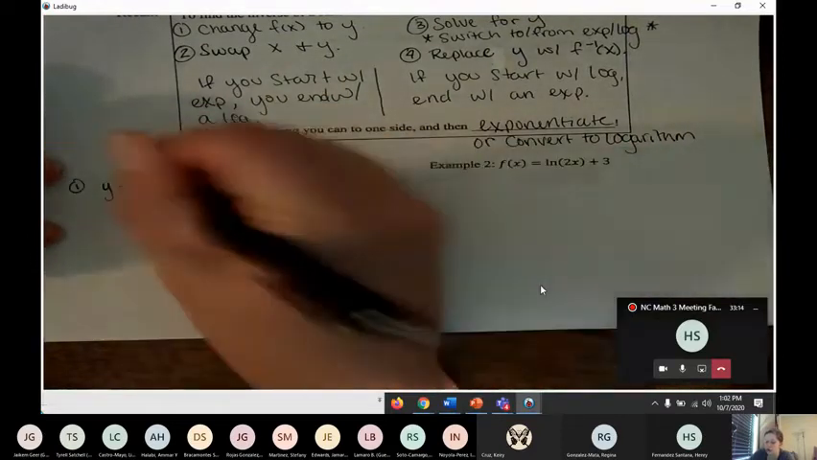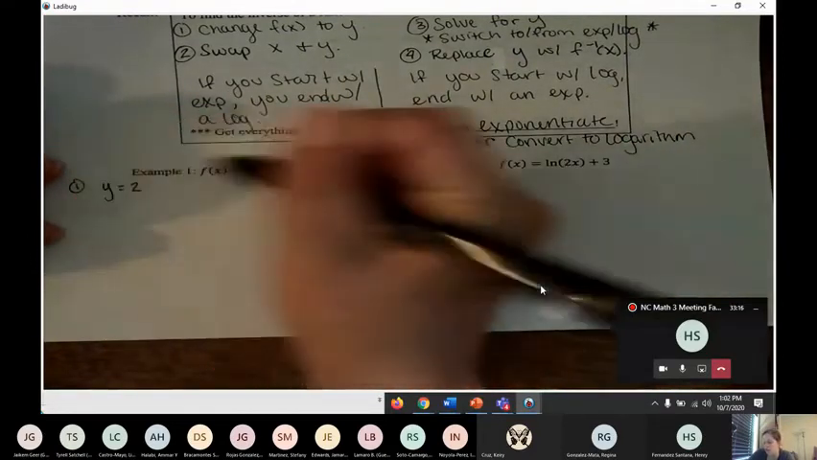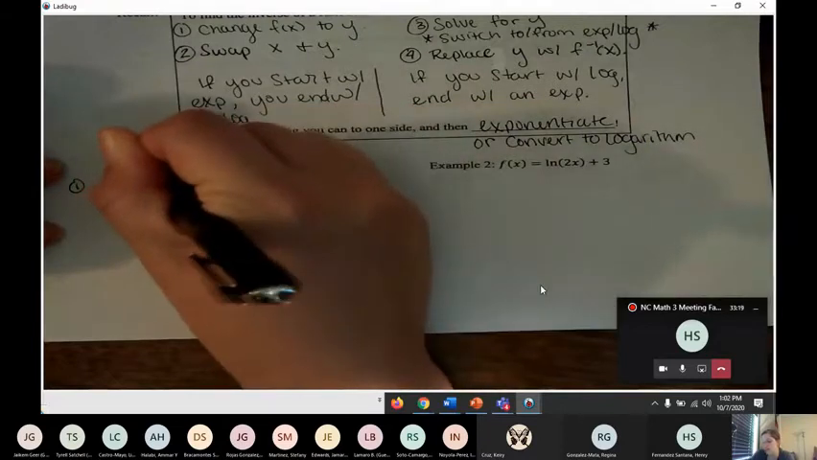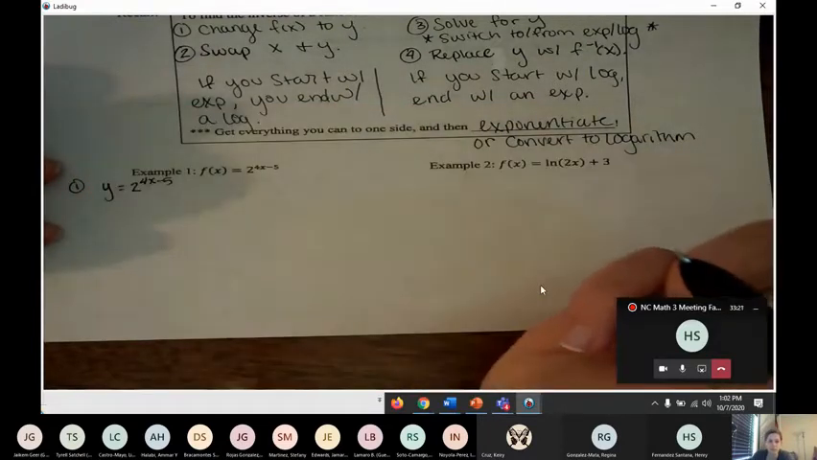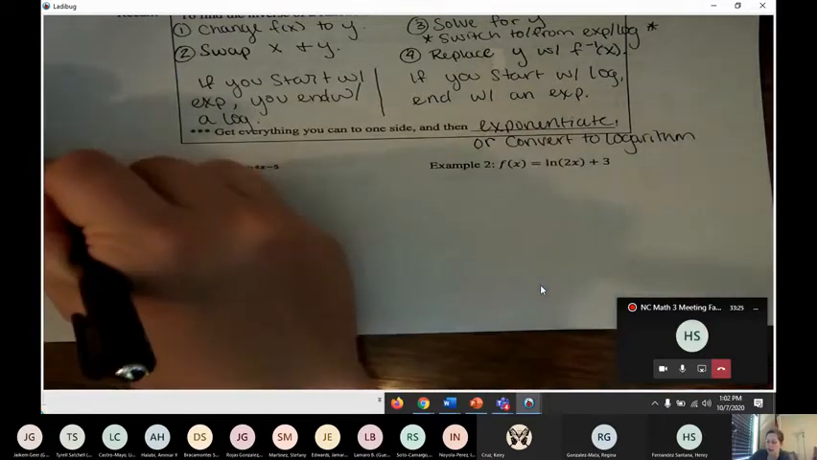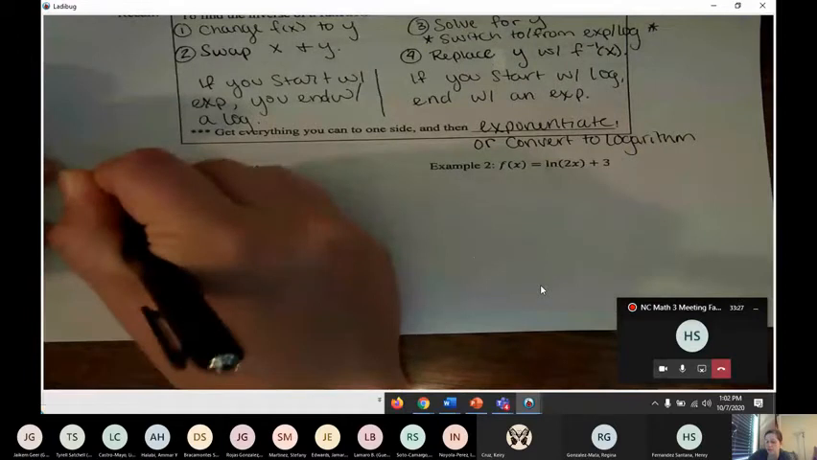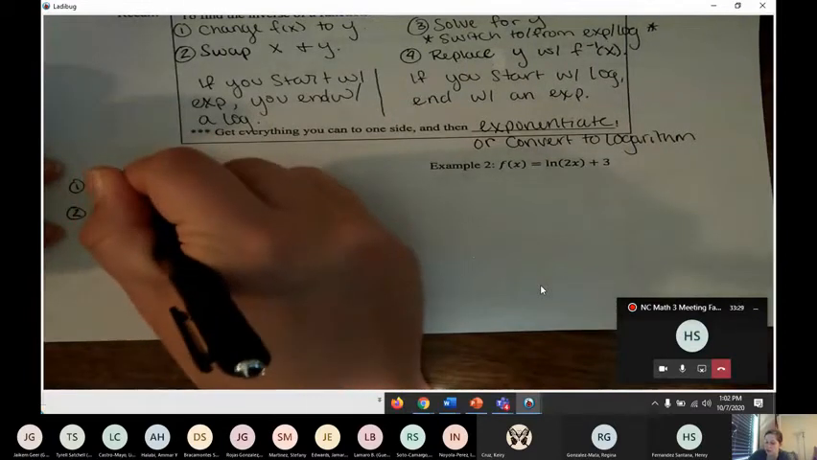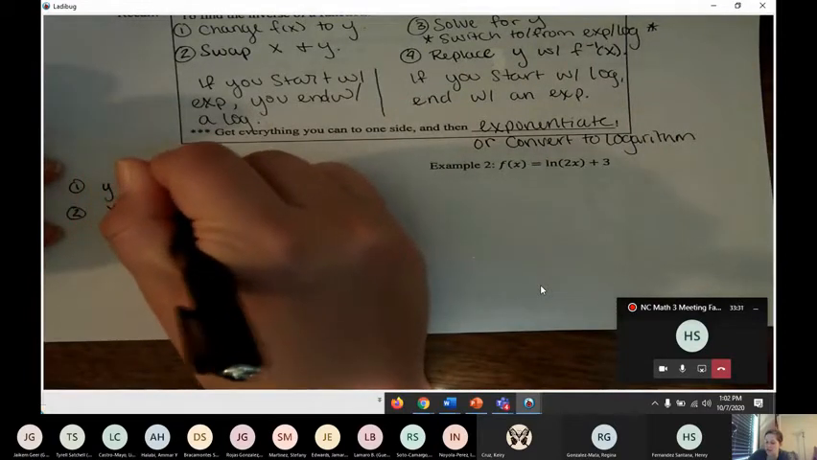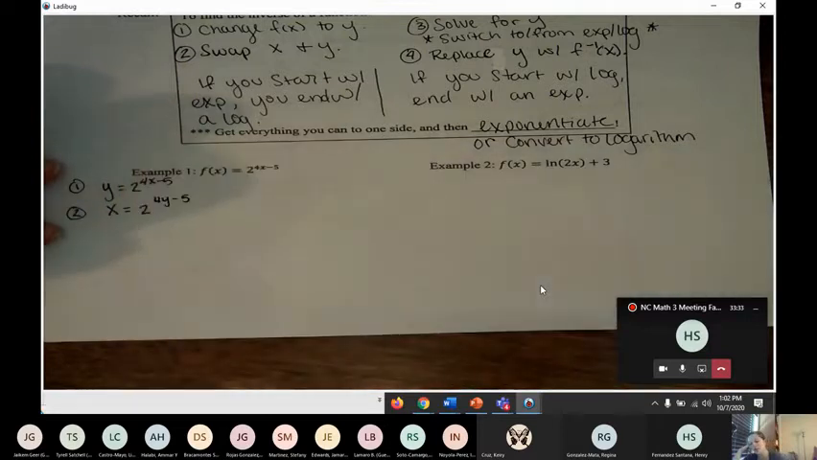y equals 2 to the 4x minus 5. Step 2 is to swap x and y. So x equals 2 to the 4y minus 5. What questions do you guys have so far?